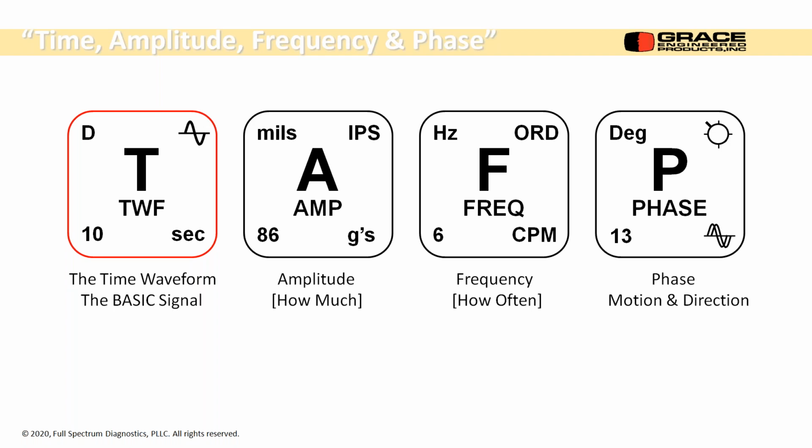We're going to talk about time, amplitude, frequency, and phase. The key things are amplitude, frequency, and phase. Those are the biggest diagnostic tools. Amplitude is a severity indicator, so it's how much. Here inside the icon, there's mils, inches per second, and Gs. This is displacement in thousandths of an inch. This is inches per second, it's velocity. This is acceleration in Gs.